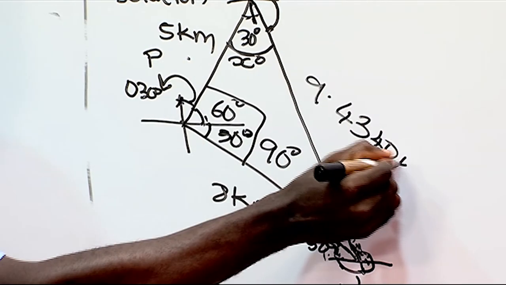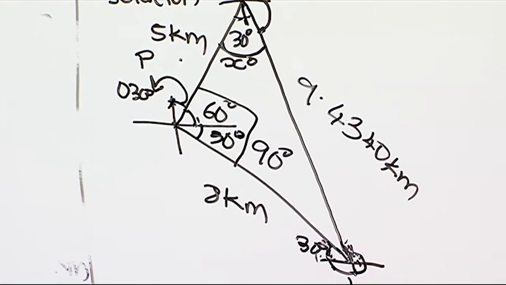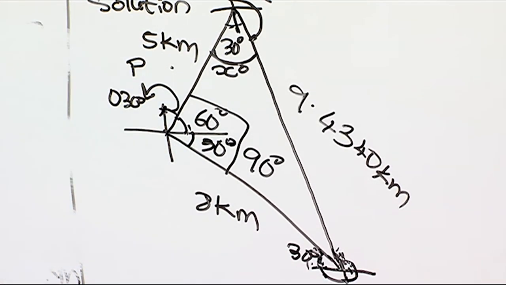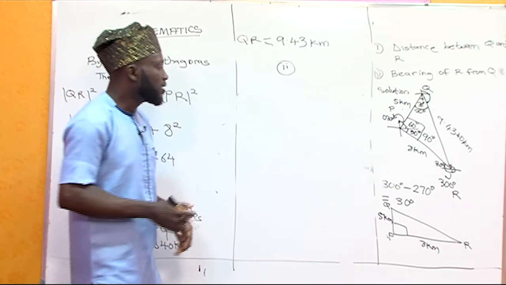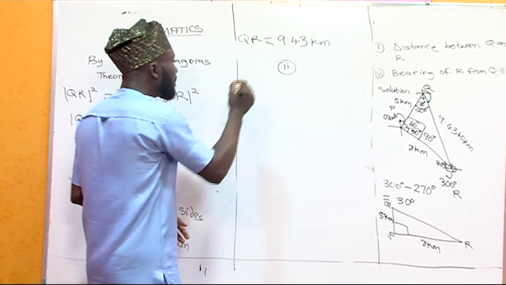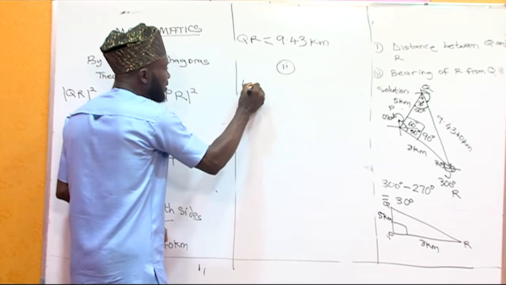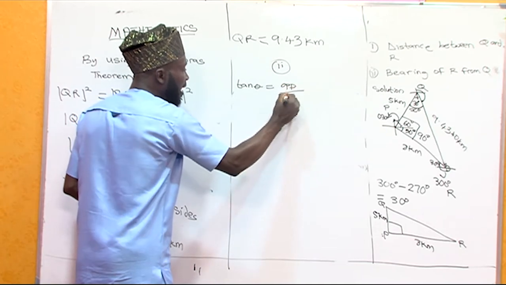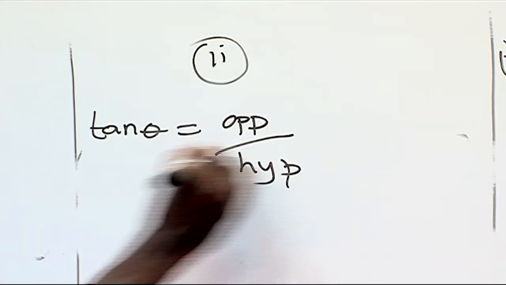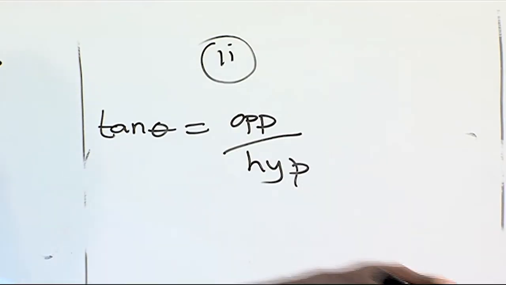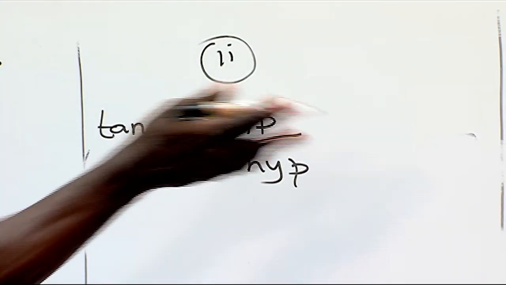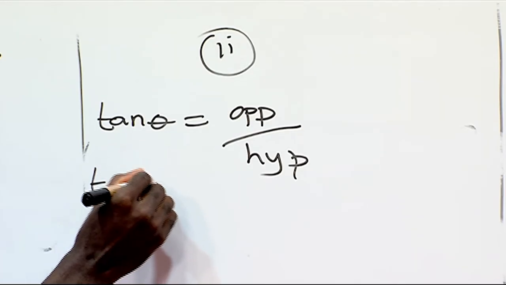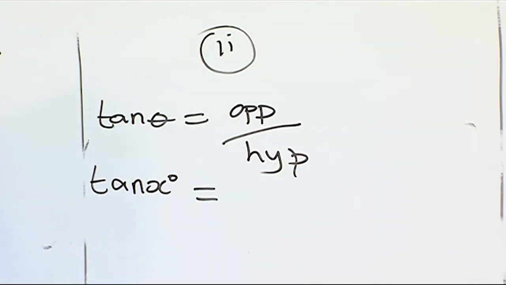9.4340 kilometer. Now, all we just need to do, I can decide to make use of tan theta, or I can decide to make use of sine theta. So let's make use of tan theta. From our SOH CAH TOA, we know that tan theta is always equals to what? Opposite over hypotenuse. Then, which means, since I've decided to represent my tan theta as x degree, so this is now going to be what? Tan x degree is equals to what?